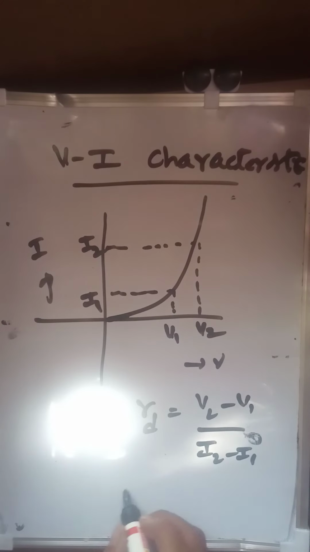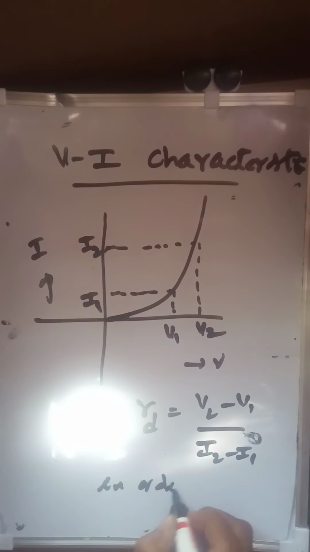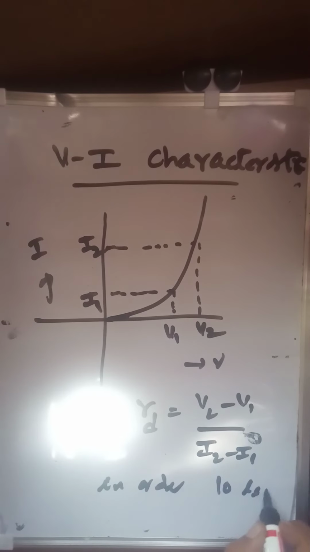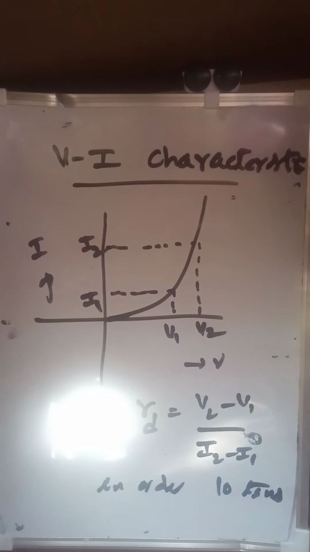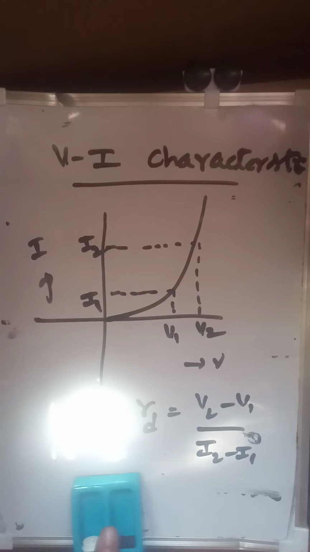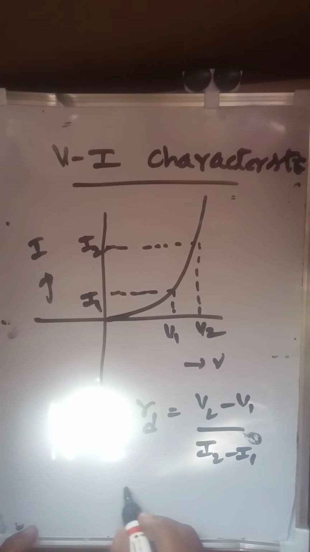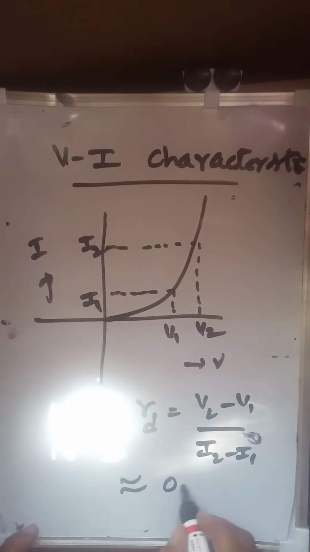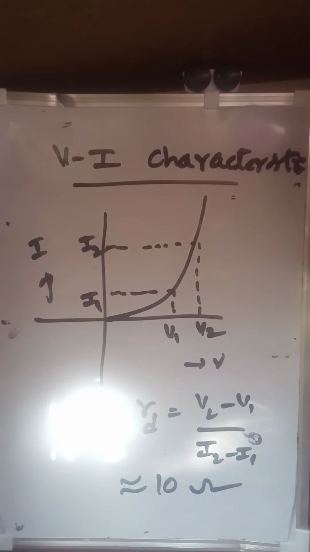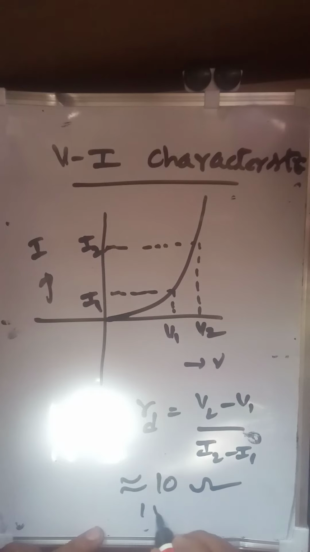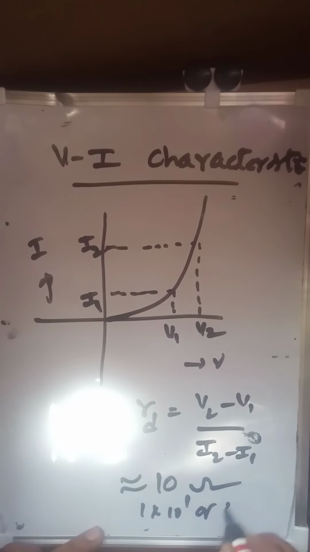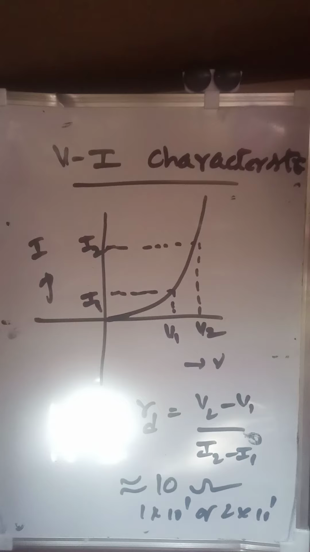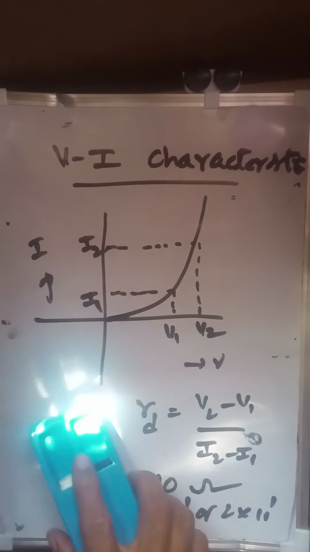Actually the resistance is in the order of tens, that means about 10 ohms, like 1 into 10 power 1, or 2 into 10 power 1, and so on. Its value is in the order of tens. This is how the characteristics have been drawn for the diode.